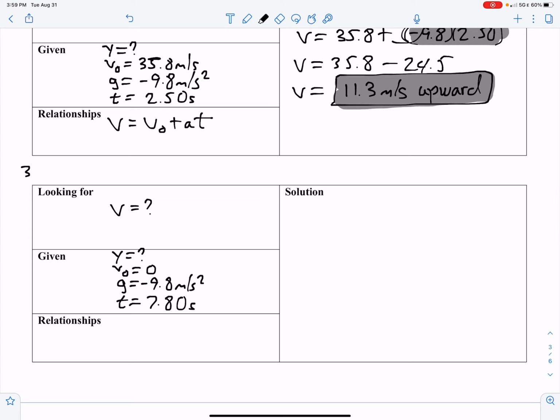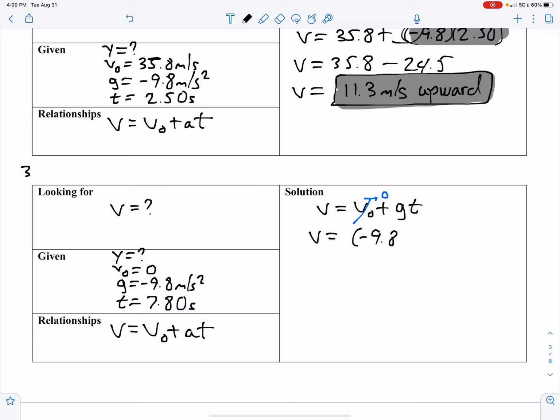Pause the video and try and figure out which equation would help you find V given V naught, G, and T. You should have selected equation number 2, V equals V naught plus AT, and translating it for free fall acceleration, A becomes G. I can cancel V naught because V naught is equal to 0. Negative 9.8 times 7.8.